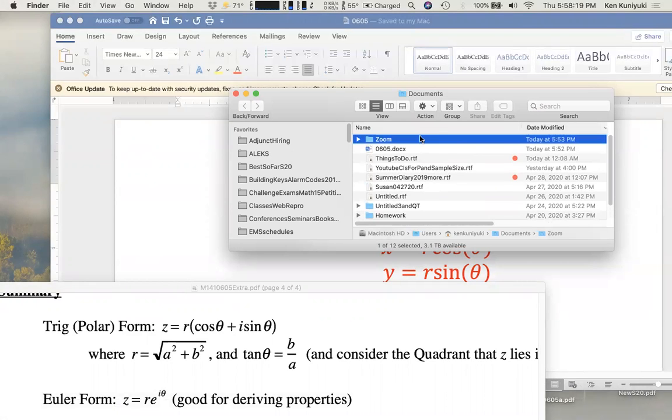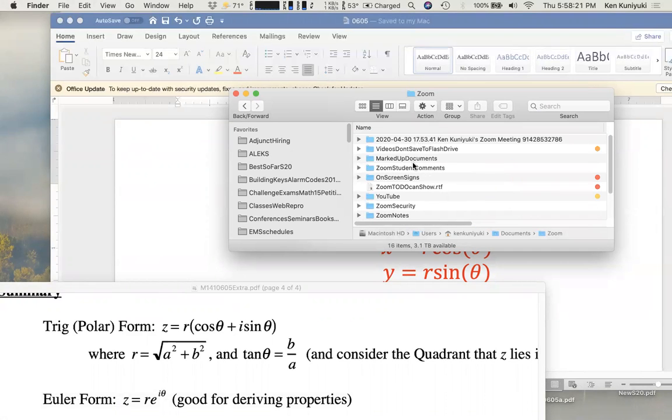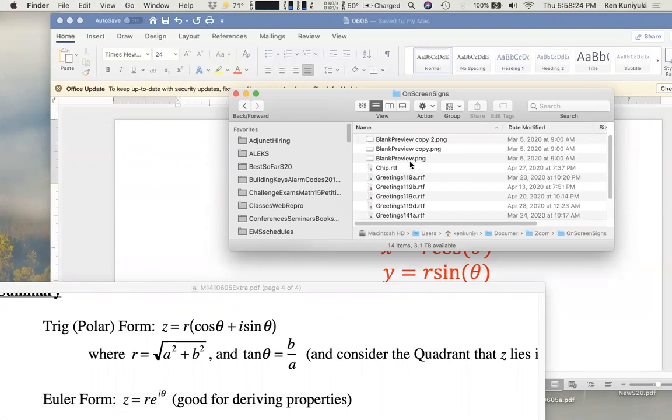Okay, so I'll get a blank sheet here. All right, over here, the blank sheet. So let's talk about solving complex equations.